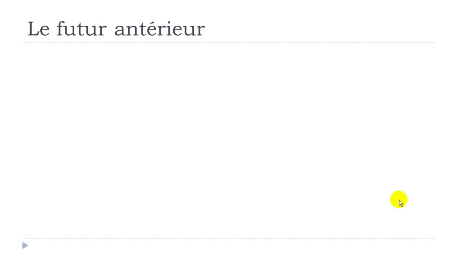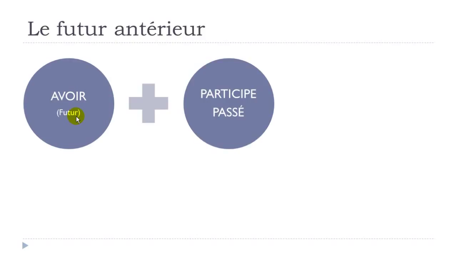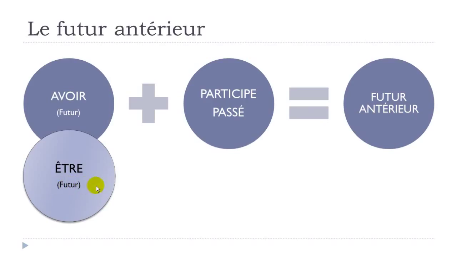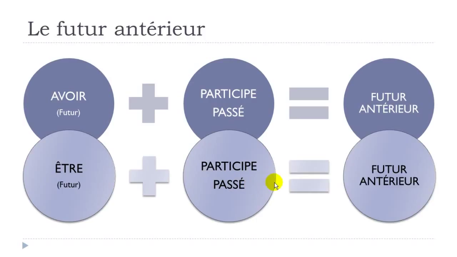So the rule is like that in most of the cases. If you want to construct this futur antérieur form, first you will have for most of the verbs avoir, and it should be at the futur form, and then the participe passé form, and you will get your futur antérieur. In some cases, you will have to use être at the future form, then your participe passé form, and you will get the futur antérieur form.